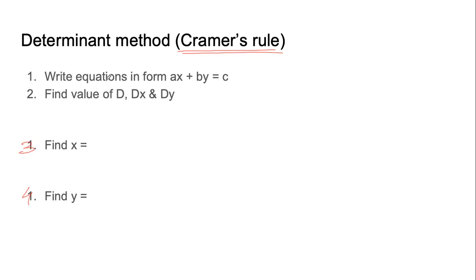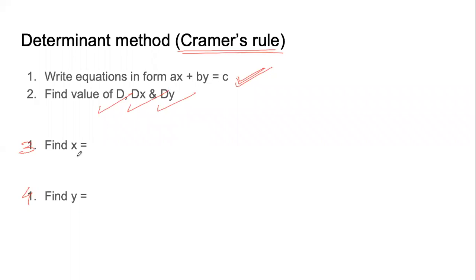We first have to write the equations in the form ax plus by equals c, not in the general form, but in the frequently used form ax plus by equals c. Otherwise, this rule will not work. This is necessary. After we have done this, we have to find the value of 3 determinants. The determinants are D, Dx, and Dy.